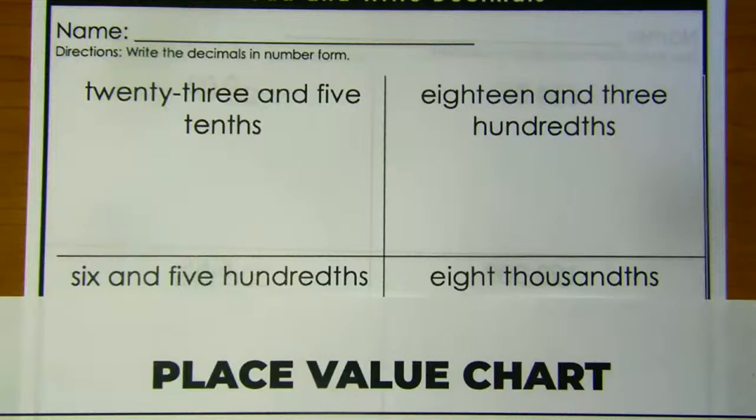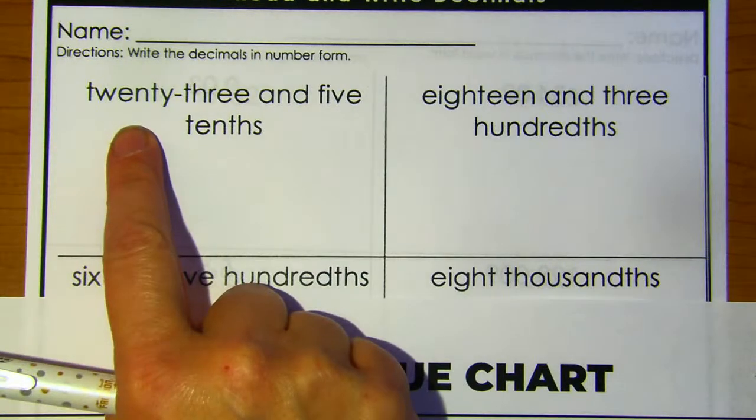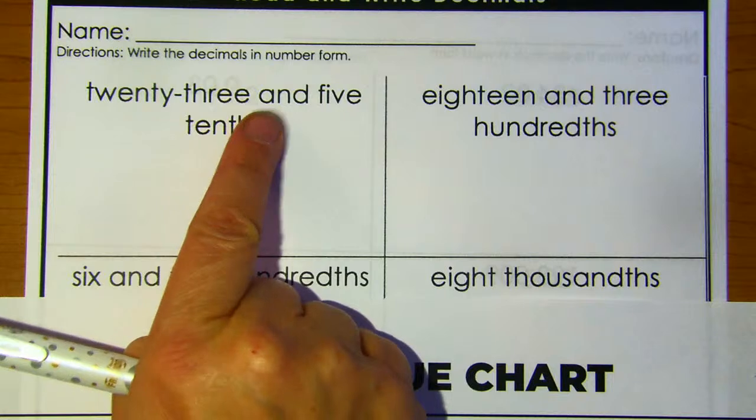All right, so we're starting with writing decimals in number form. You'll also hear this called standard form, sometimes numeric form, decimal form. It's called a lot of things, but really you're just writing the regular number. So we start with the word form, which is 23 and 5/10.